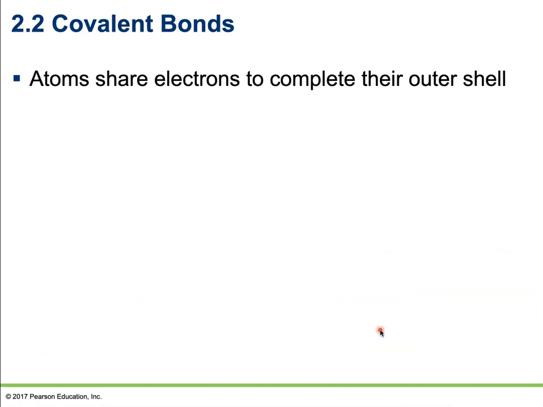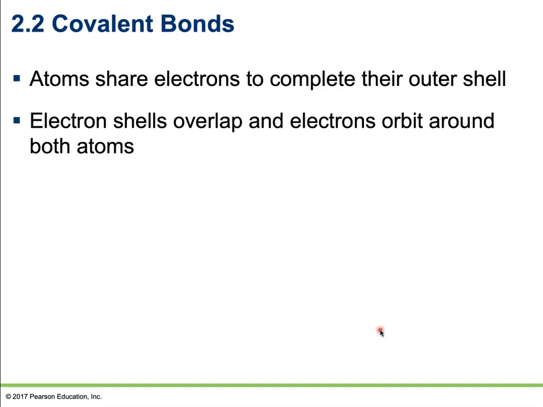There are other types of bonds that don't involve the giving up or donating of electrons. In this case, we're going to find covalent bonds. Covalent bonds are formed when two atoms share electrons so that each atom has an octet of electrons in their outermost shell. Those electron shells are going to overlap. The electrons are going to orbit around both atoms. This is what's known as a covalent bond.